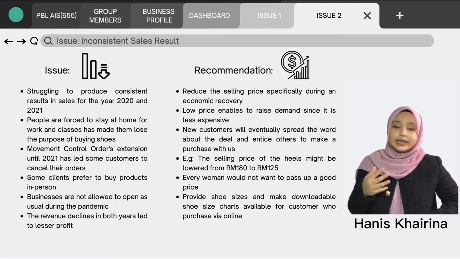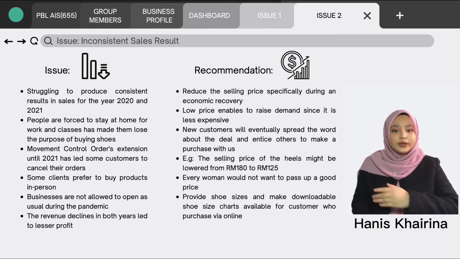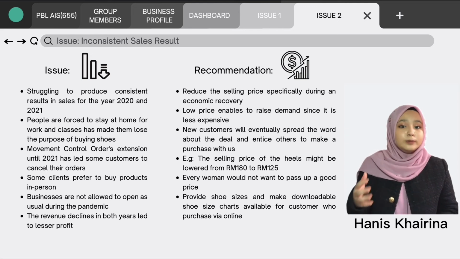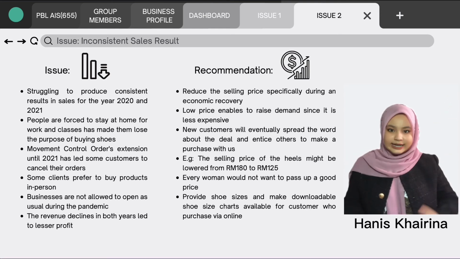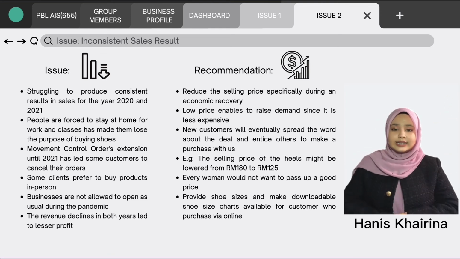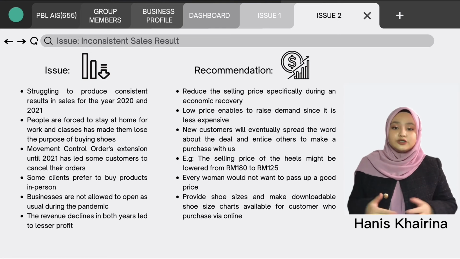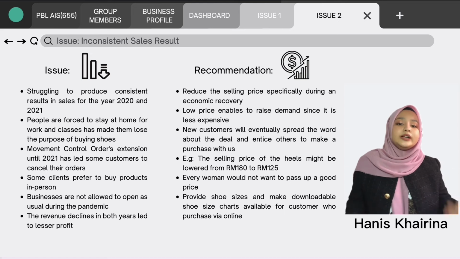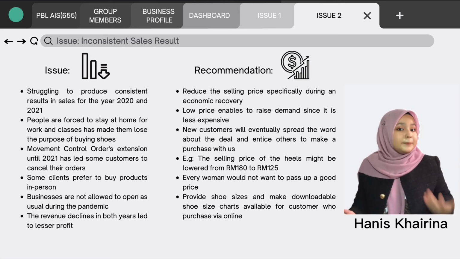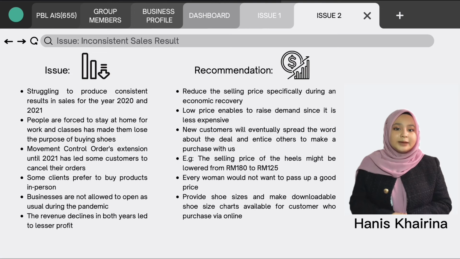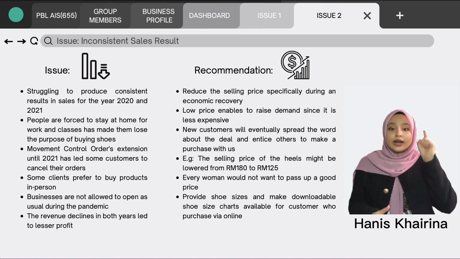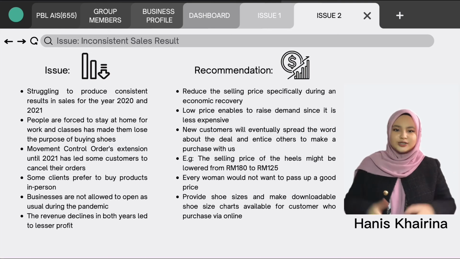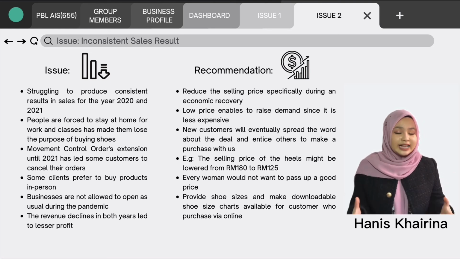In a period of economic recovery, one approach to deal with this issue is by decreasing the selling price. A low price enables our business to reach the demand since it is less expensive, which is important given that some individuals are finding it difficult to stand on their own following the epidemic. New customers will eventually spread the word about the deal and entice others to make a purchase with us. For instance, the selling price of the heels might be lowered from 180 ringgit to 125 ringgit. Hence, every woman would not want to pass up a good price, which will result in higher sales.